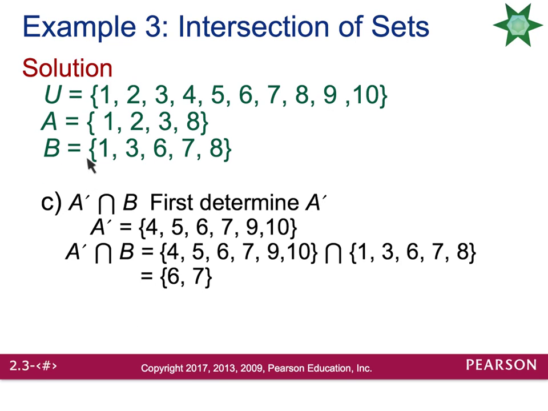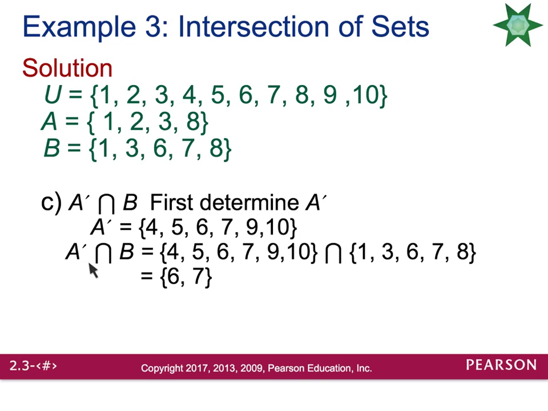Okay, for part C of this example, we're looking at A complement intersect B, or A complement and B. So the first thing we should do is always determine that A complement. Since A is 1, 2, 3, 8, and our universe is just 1 to 10, we're going to pick all the numbers from 1 to 10 that are not in A. So we're going to pick 4, 5, 6, 7, 9, and 10. That would be A complement.